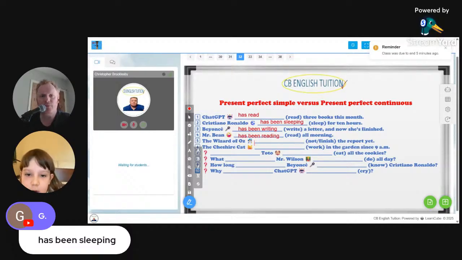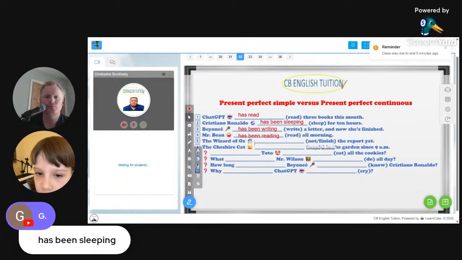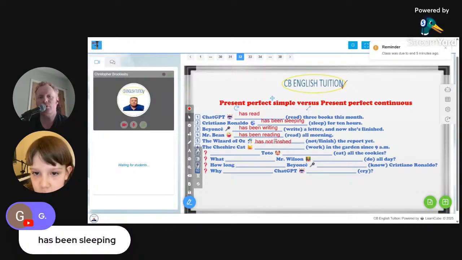Okay, do you want to do it for me? Number 5, the Wizard of Oz has not finished the report yet. Yeah, good. Which one did you choose, simple or continuous? Simple. Yeah, it's about the result.